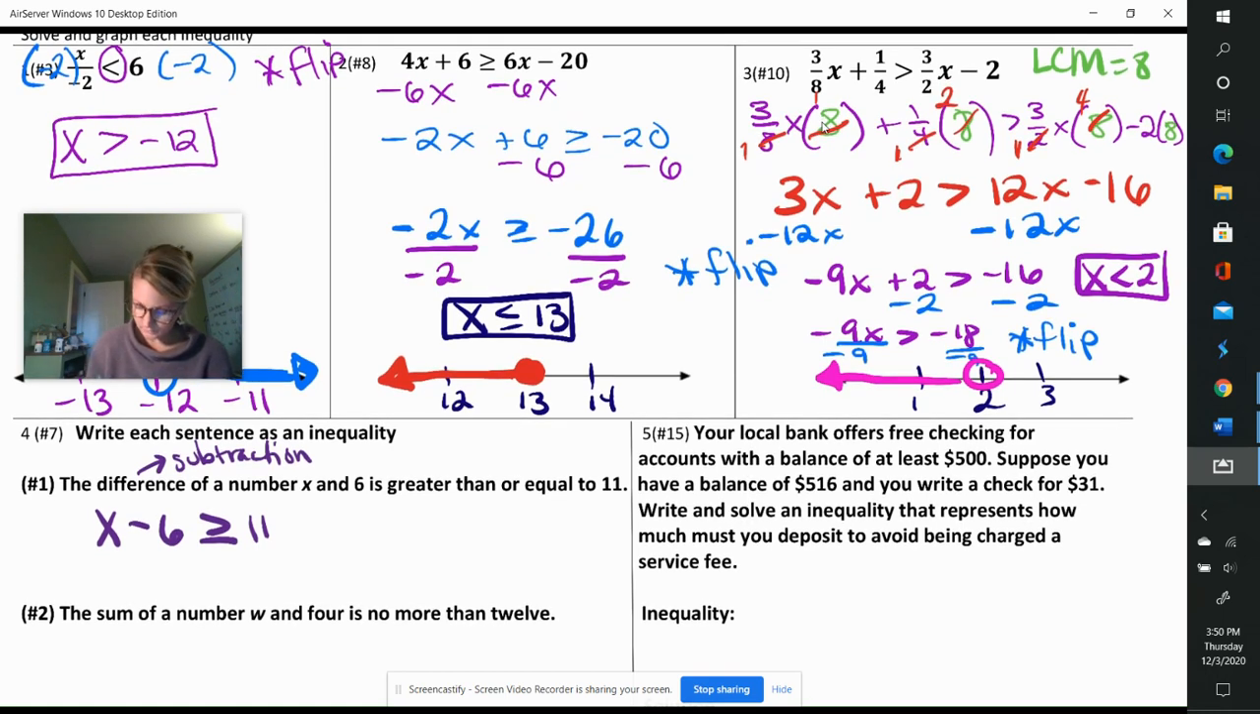For 2, the word sum means addition. And what are we adding? We're adding a number w and 4, and it can be no more than. So it can't be greater than, but it can be less than or equal to.